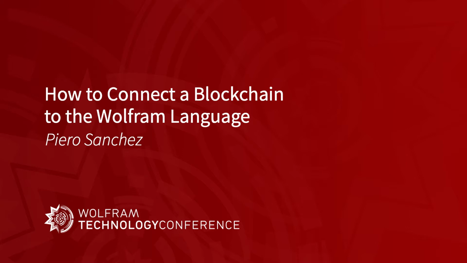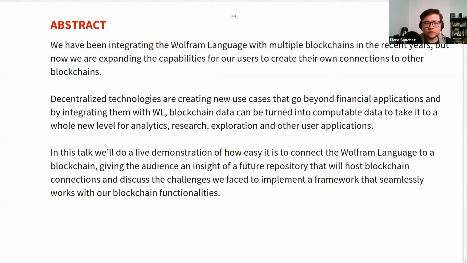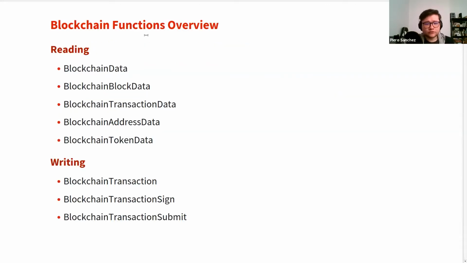So let's start with a quick overview of what's already implemented, the blockchain functions that we have in the language. We have a set of both reading and writing functions here that we can use to interact with a particular blockchain. The blockchain data functions allow us to see some general information about a blockchain. We can use blockchain block data to get information about a particular block inside of the blockchain. And as a block is a list of transactions, we can use blockchain transaction data to get information about one of those transactions.